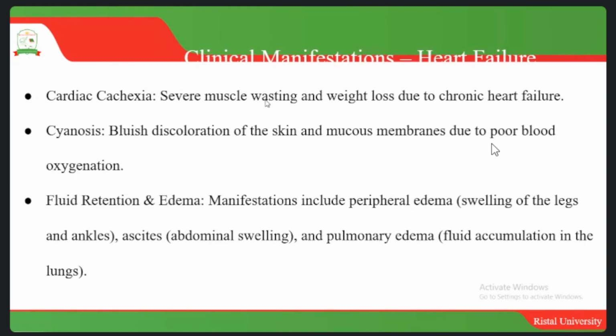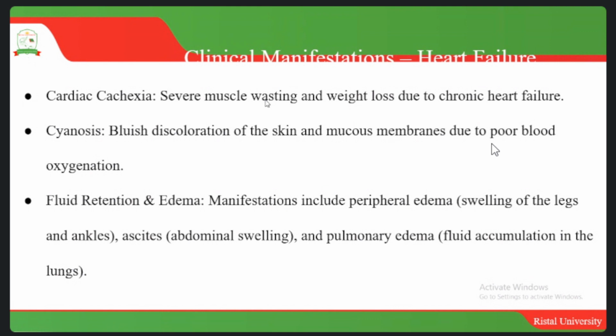What are the clinical manifestations of heart failure? There are some manifestations that a patient can present with. We talk about cardiac cachexia. This is severe muscle wasting and weight loss due to chronic heart failure. Most of our clients end up losing weight. Cachexia is basically a loss of muscle or loss of weight. Someone becomes muscle wasted, like someone who has been having HIV, and it is because of the chronic heart condition.